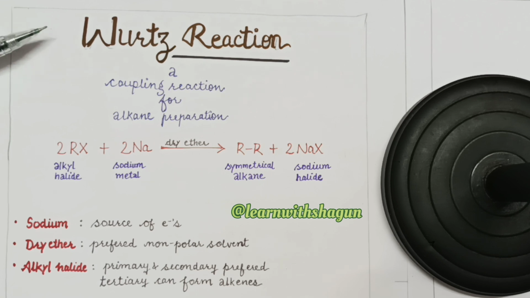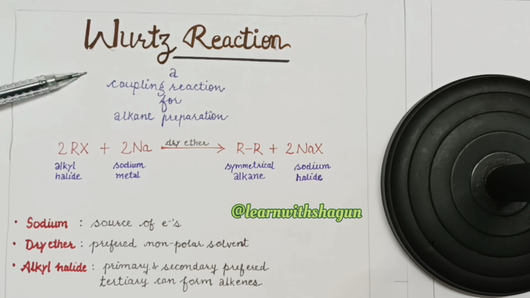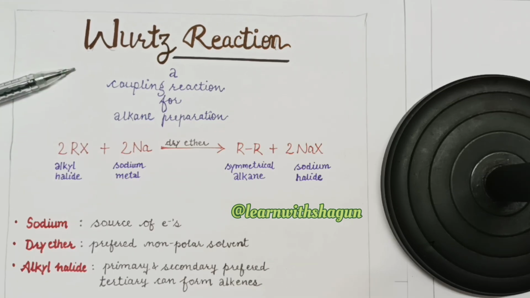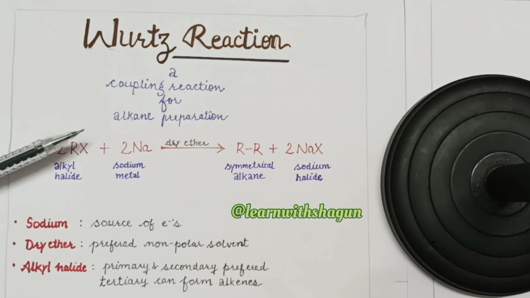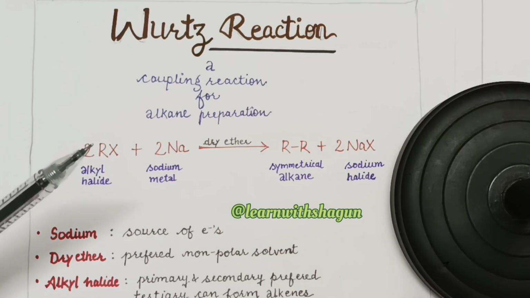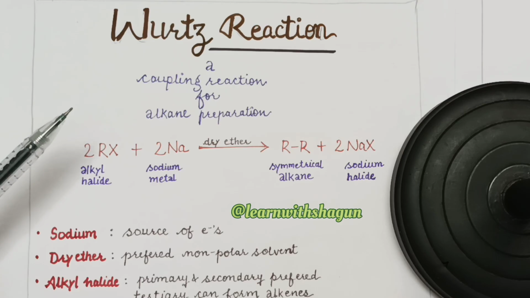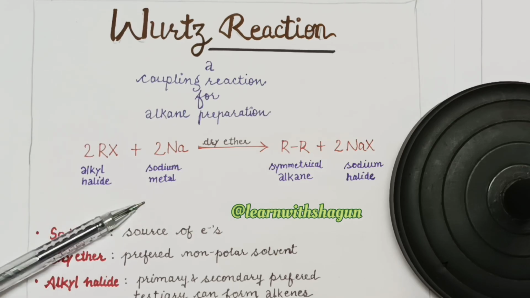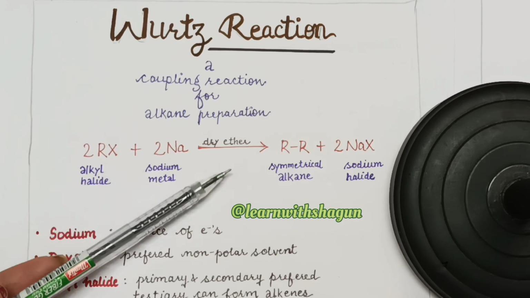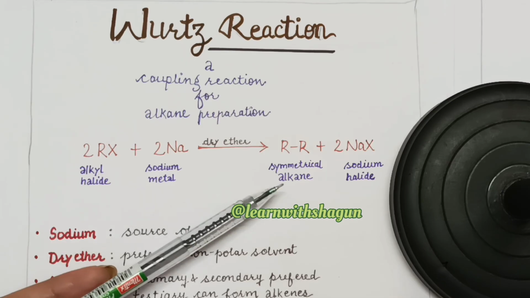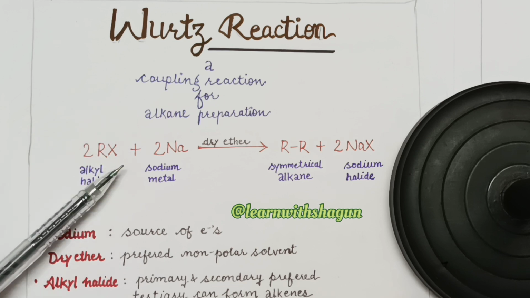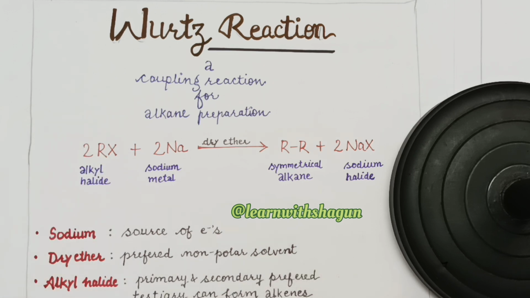Okay, so Wurtz reaction basically is a coupling reaction for alkane preparation. The purpose of this reaction is to obtain alkanes. We are gonna get symmetrical alkanes as a result of this reaction. So what is the general equation of the reaction? Alkyl halide combines with metallic sodium, in the presence of dry ether, and they give you a symmetrical alkane along with the sodium halide. Whatsoever halide you have used, you are gonna get the sodium salt of that.